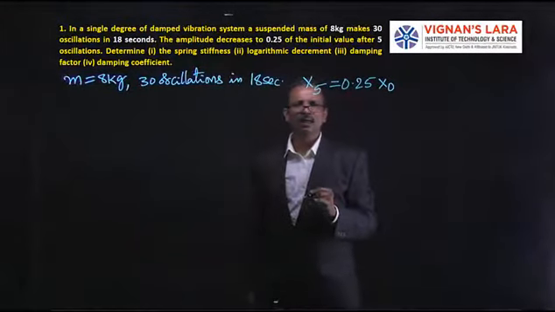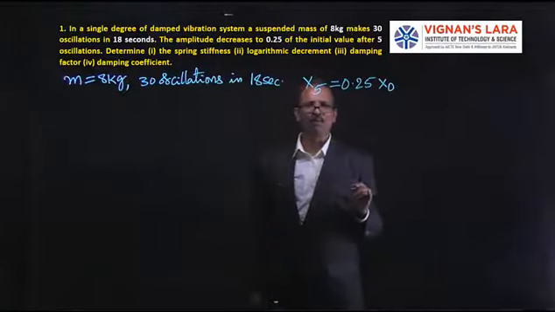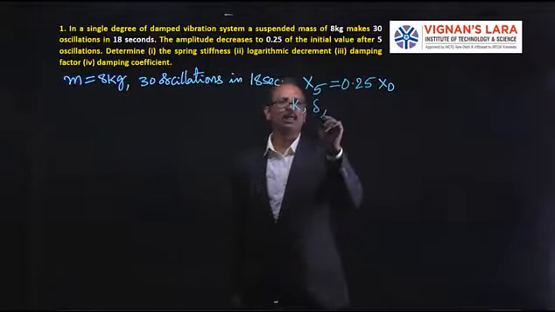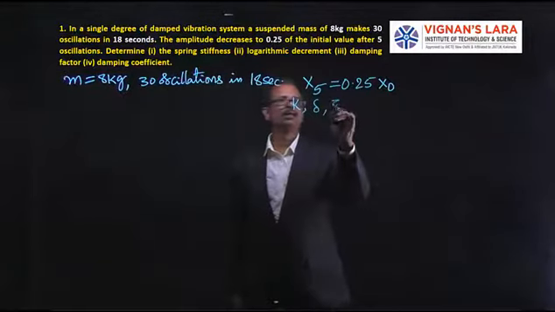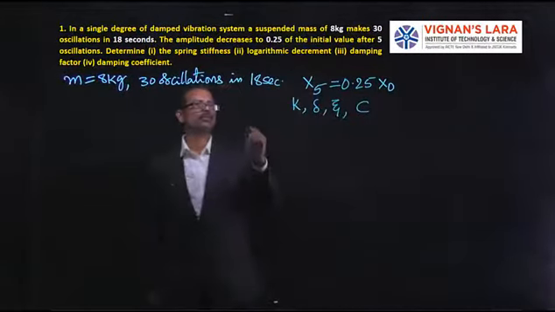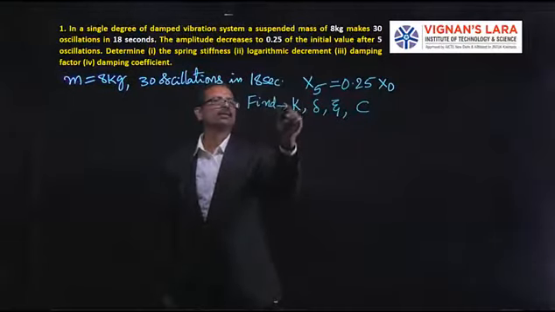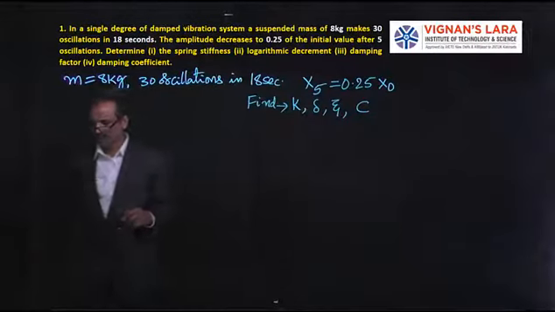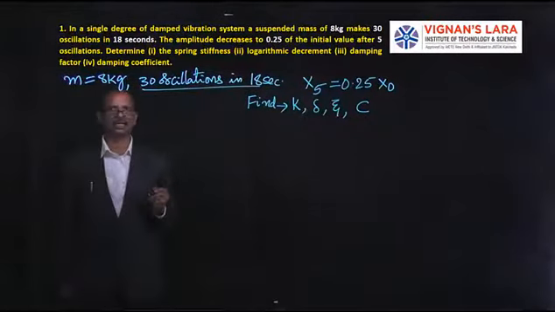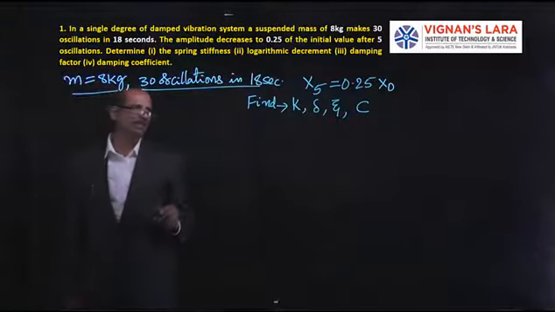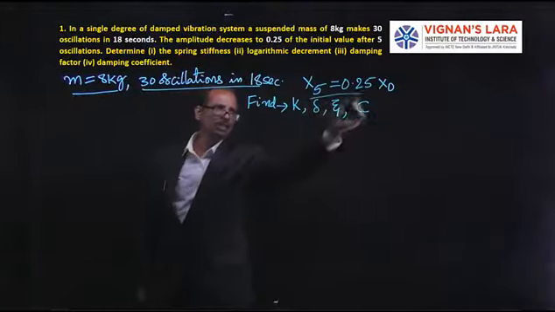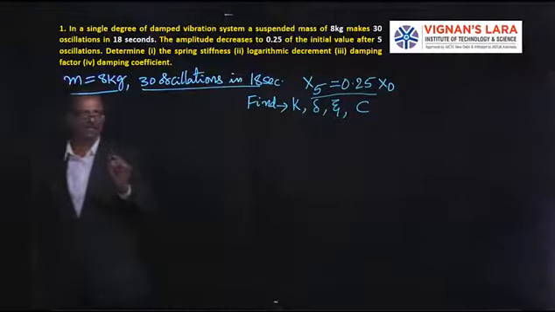Then we have to find four different parameters: the stiffness of the spring K, the logarithmic decrement delta, the damping factor zeta, and the damping coefficient C. So these are the things you are supposed to find out: K, delta, zeta and C. He has given 30 oscillations in 18 seconds with a mass of 8 kg, and after 5 oscillations, the amplitude x5 is 0.25 times x0. This is the data available with us. What is the first one we require?